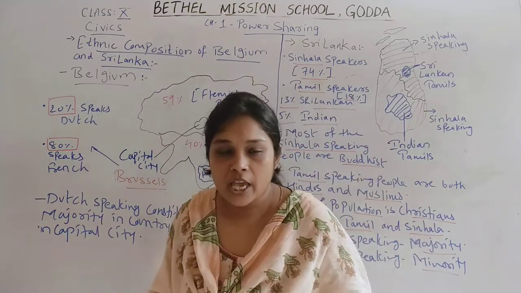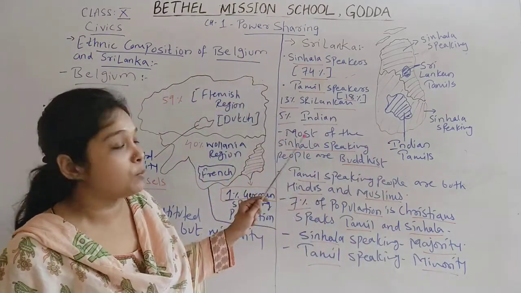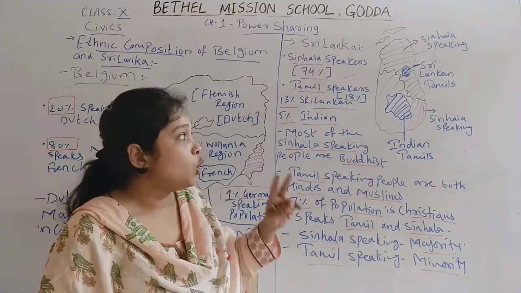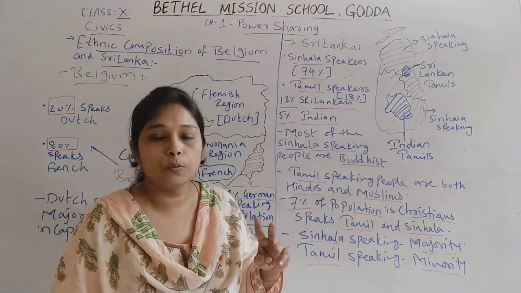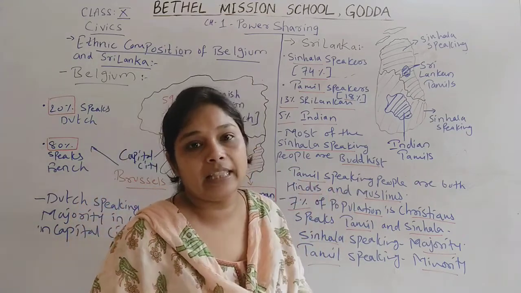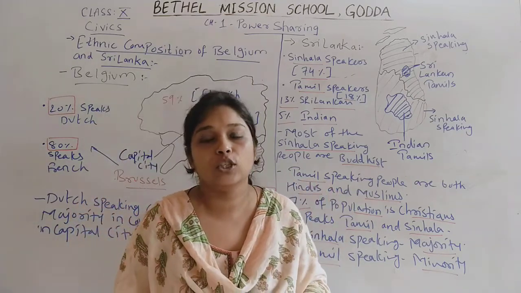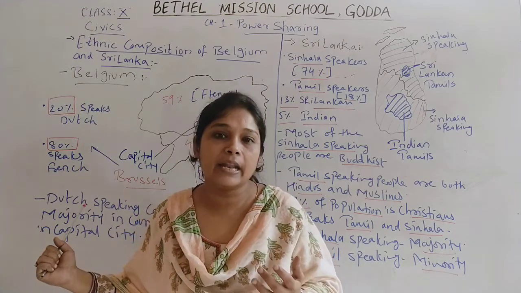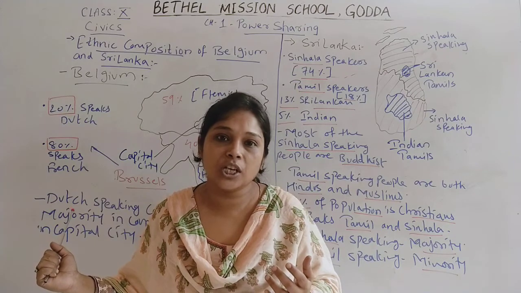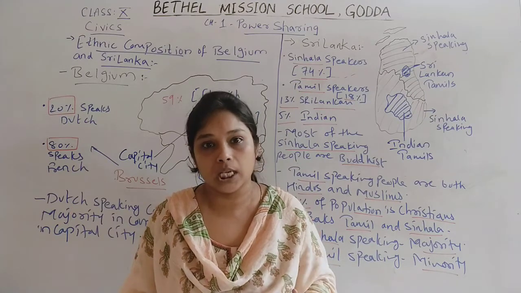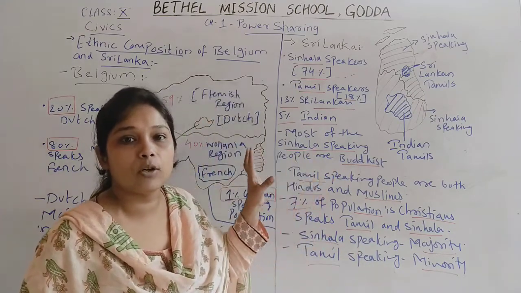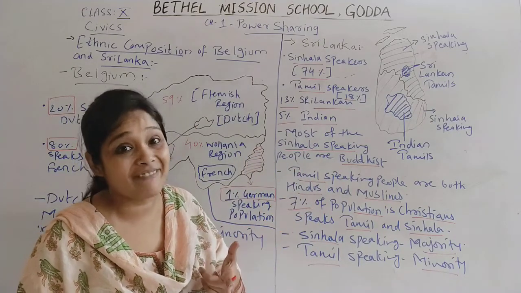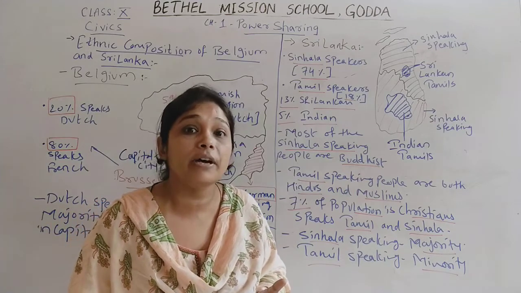In the same way, when we talk about the ethnic composition of Sri Lanka, in Sri Lanka also there are two groups. We can say that the ethnic composition of Sri Lanka is on the basis of language and religion both. We have seen that in Belgium, ethnic composition is on the basis of language only. But in Sri Lanka, ethnic composition is on the basis of language and also on the basis of religion.